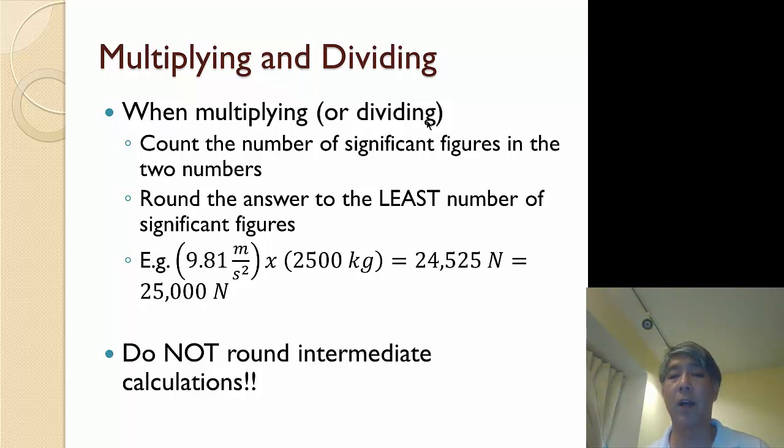When I multiply it all out, I end up with 24,525 newtons. But I need to round to the smallest number of significant digits. In this case, I need to round to 2 significant digits. And so I round 24,525 newtons up to 25,000 newtons. Okay, since my second calculation was 2,500 kilograms, I don't need it to be that precise.